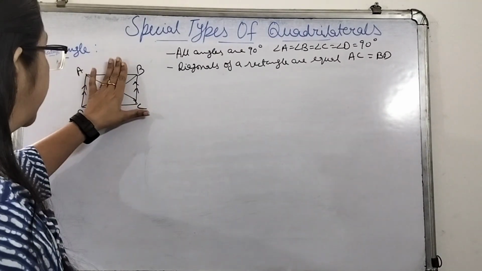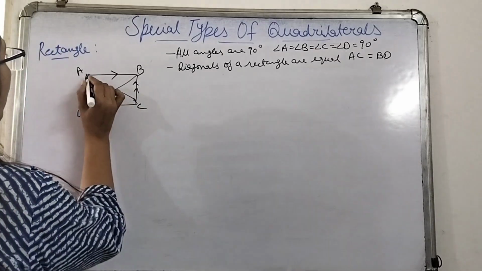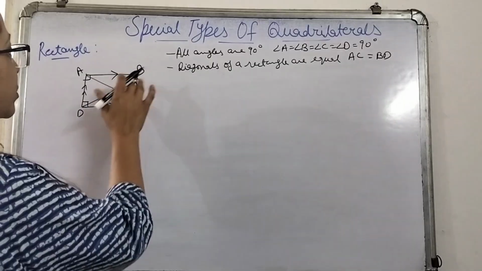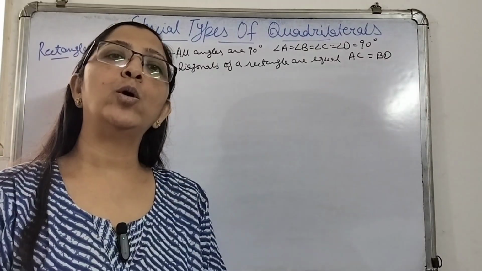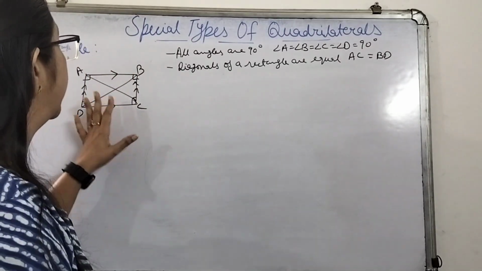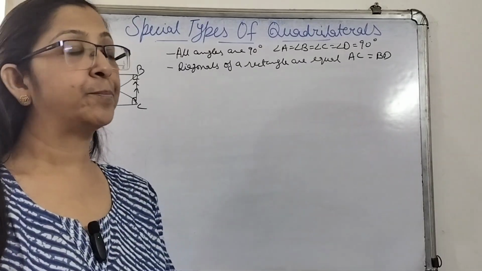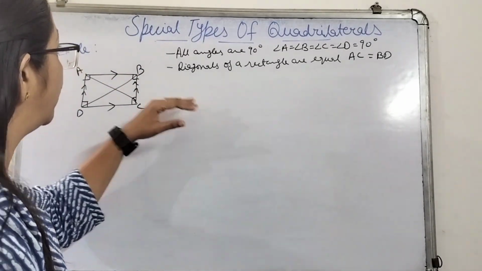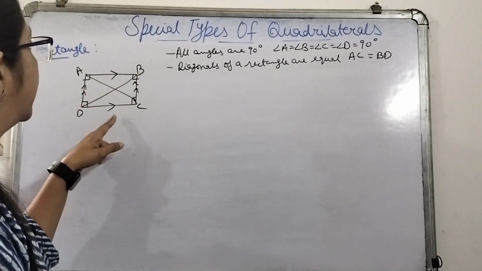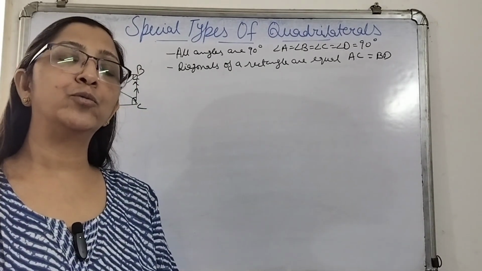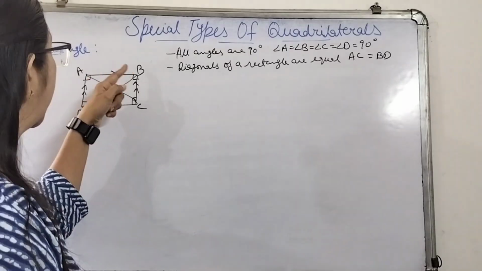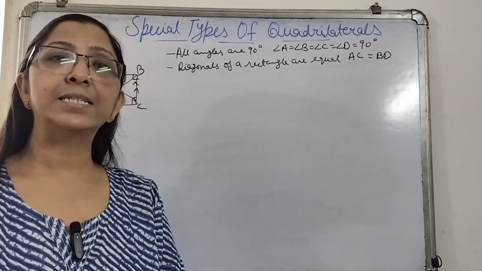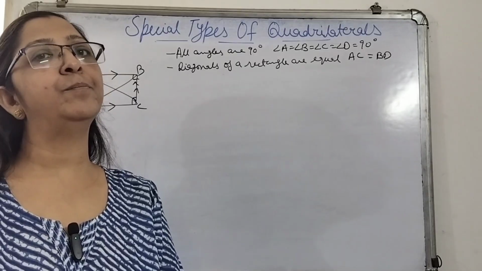So this is about a rectangle: all four angles will be 90 degrees, both the diagonals will be equal, and it even follows the properties of a parallelogram. Now, if a quadrilateral is given to us and we have to prove that it is a rectangle, how can we prove it? If we can prove that all the angles of the given quadrilateral are 90 degrees, then we can say that it is a rectangle.